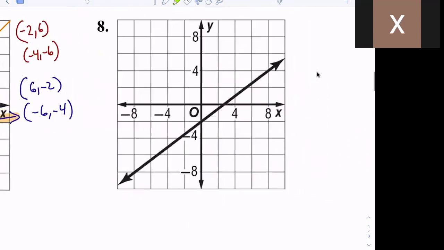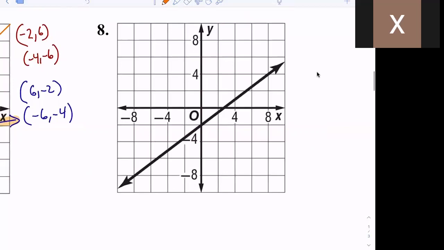All right, look at number 8. Let's find 2 points that are on the graph. What 2 points? 8, 4, 0, -2. Somebody says 8, 4, and what? 0, -2. I just did 8, -8. 8, -8 would be right here. I mean, -8, -8.